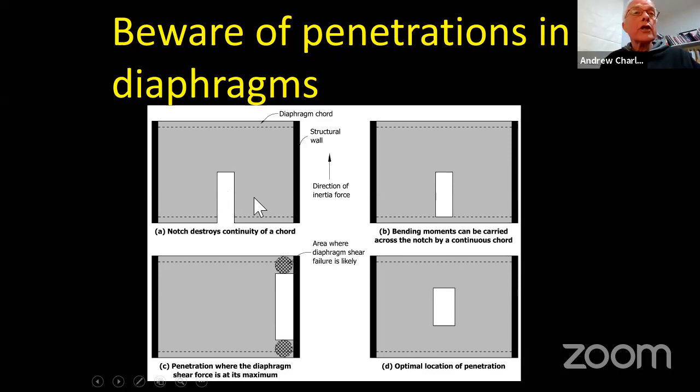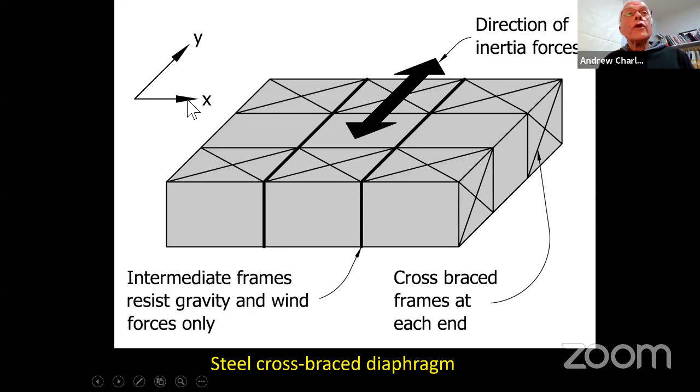I should just say that the next step is to design the diaphragm in the X direction. And so to create a diaphragm in the X direction, we would need cross bracing in that bay. And also in that bay. But this slide is just giving the explanation of designing the steel cross brace diaphragm in the Y direction.